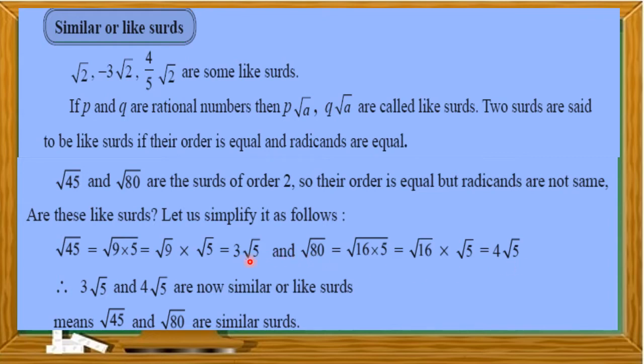Then observe the irrational part of these surds. Here the irrational part is root 5, and here the irrational part is root 5. Therefore, 3 root 5 and 4 root 5 are now similar or like surds because the irrational part is same. Means root 45 and root 80 are similar surds.